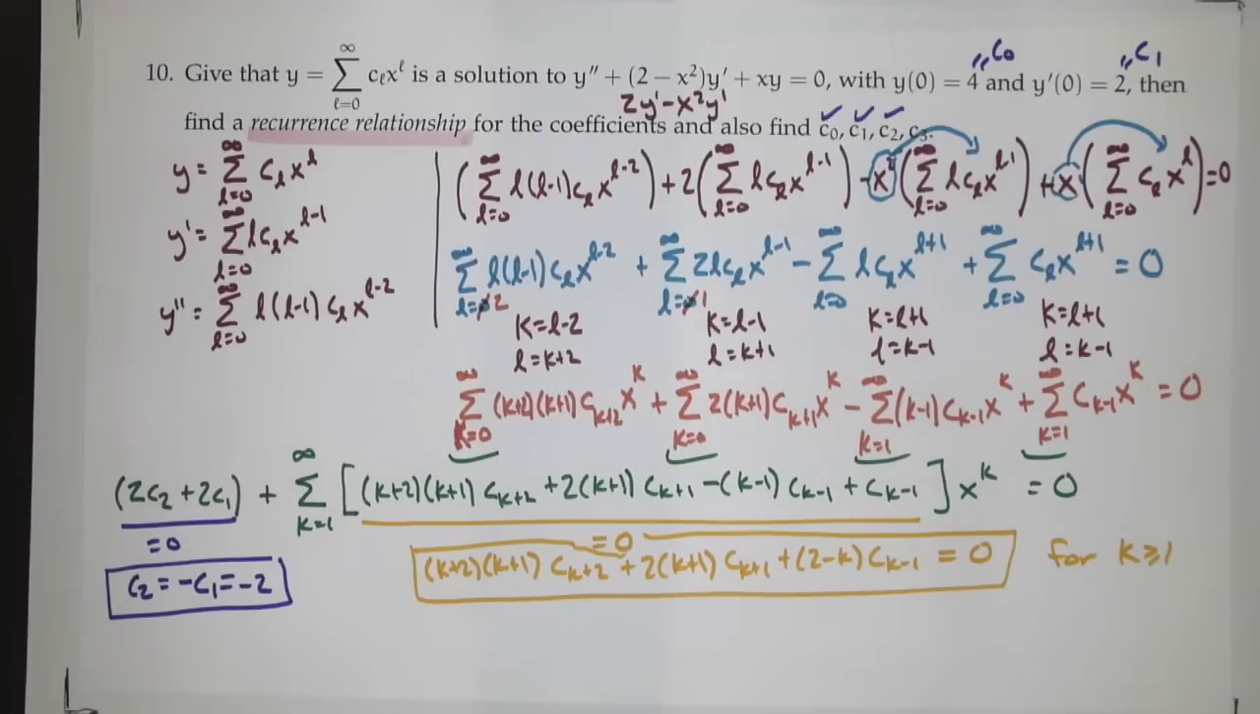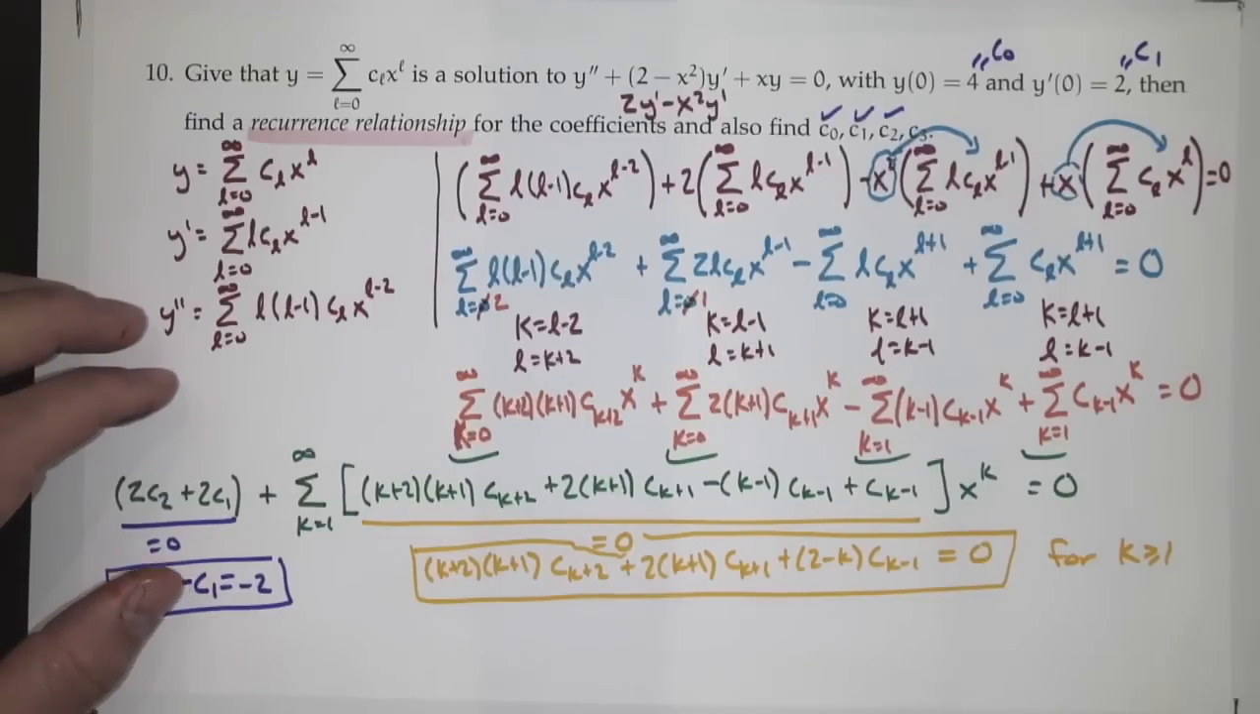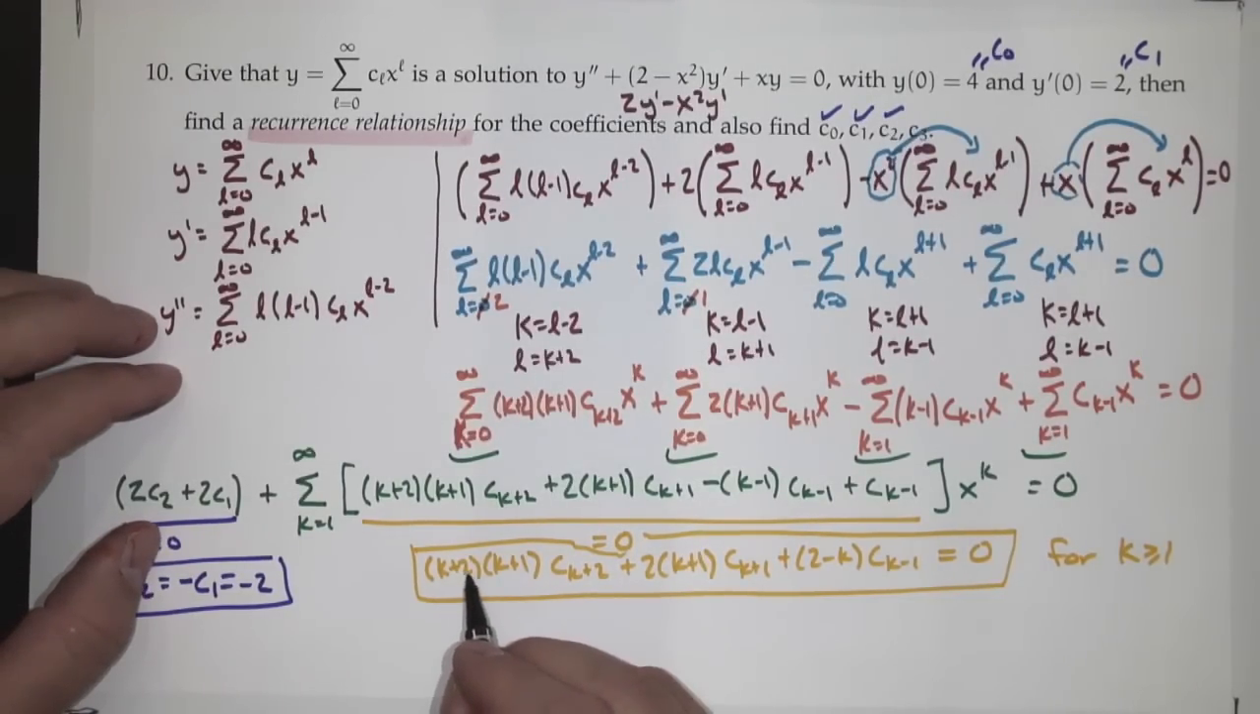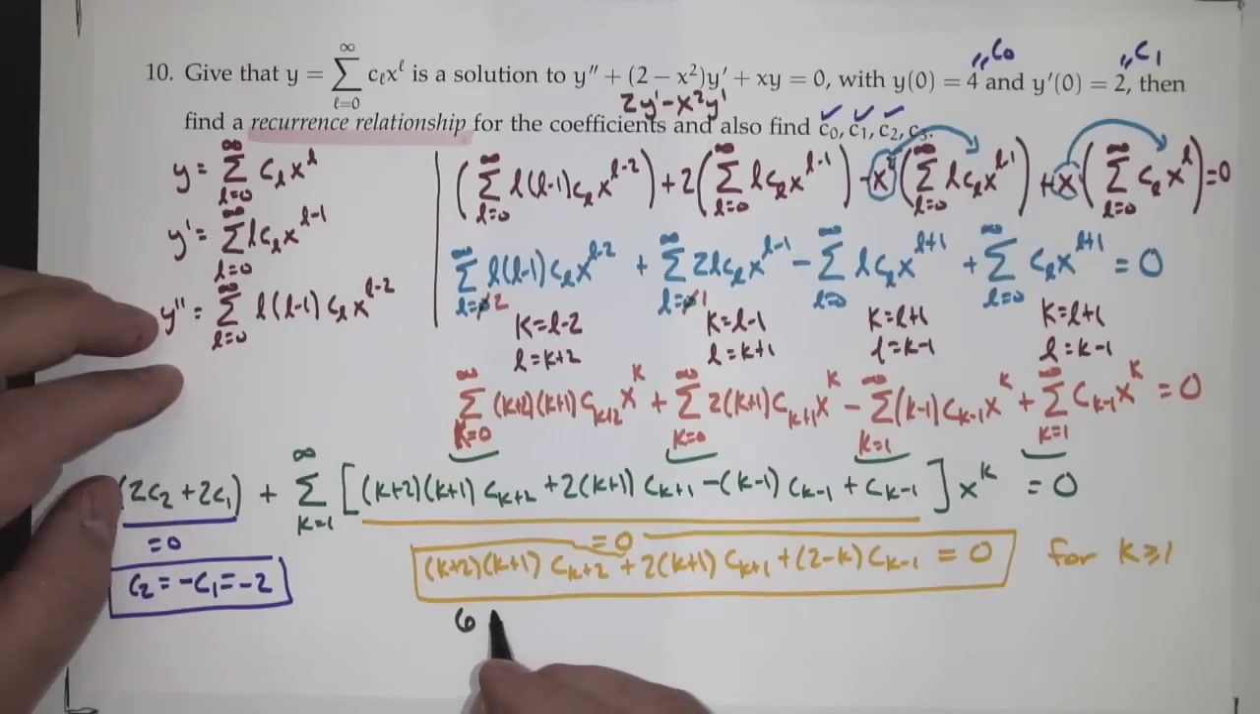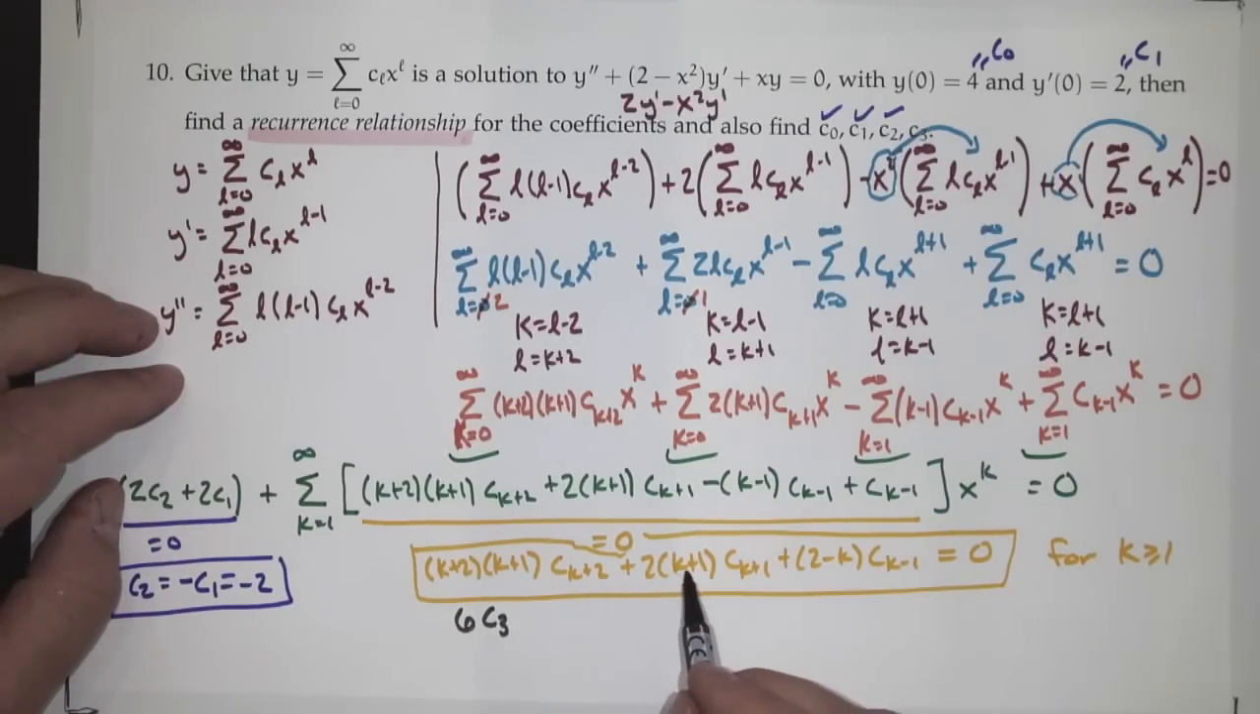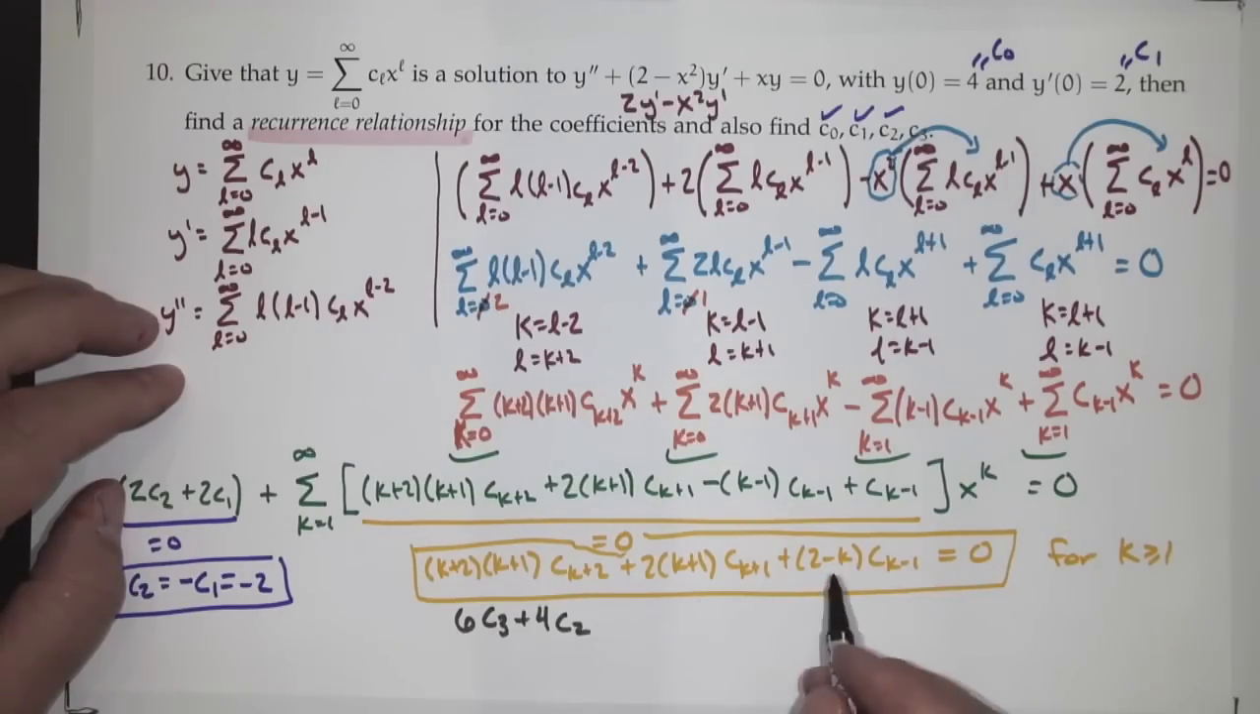Where do we get the last piece from? The recurrence relationship that we worked so hard for. We should do at least one thing with it, and here's our one thing. We plug in 1. Okay, so 3 times 2, 6, C3. 1 plus 1 is 2. 2 times 2 would be 4. So plus 4, and then that would be C2. 2 minus 1 is 1. So plus C0 equals 0.